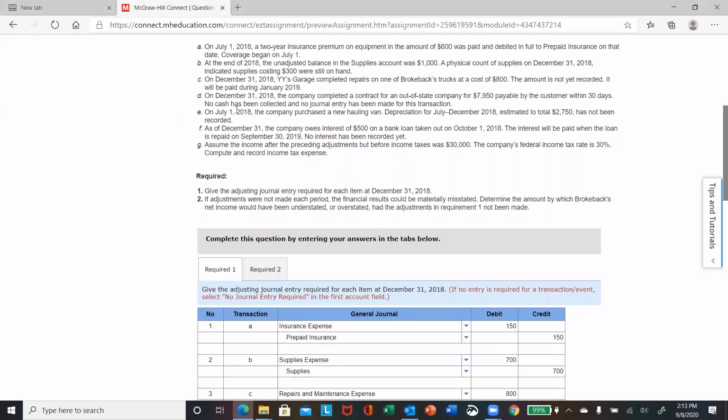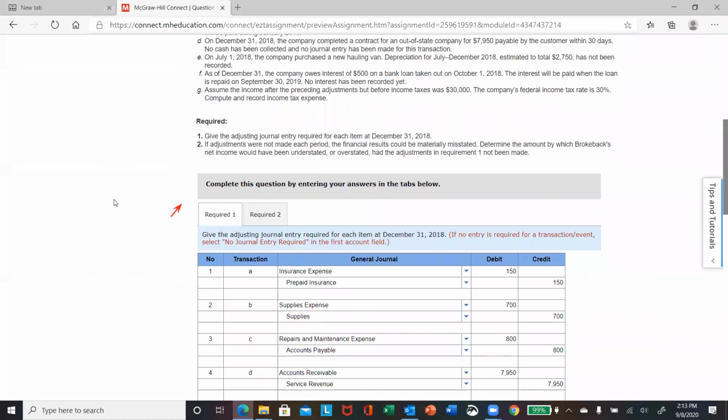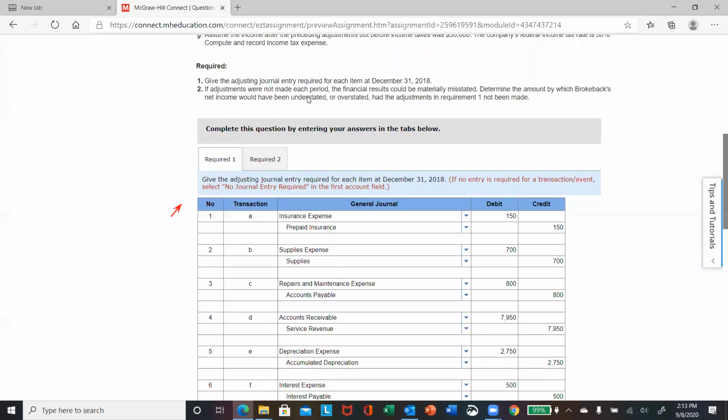All right, letter D says they completed a contract for an out-of-state company for $79.50 payable by the customer within 30 days. No cash has been collected and no journal entry has been made for this transaction. So the key in this problem says the company completed a contract. So that means that they've actually earned the revenue. So on letter D, you'll notice you've got to debit accounts receivable and credit revenue for what you've earned. Even if you haven't billed them or even collected it, you've actually earned it, so you get to record it.